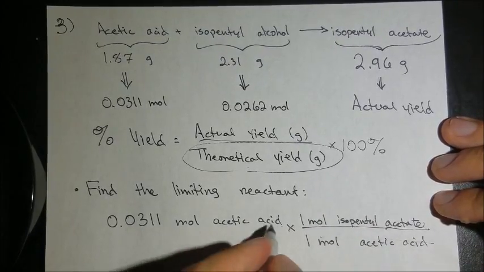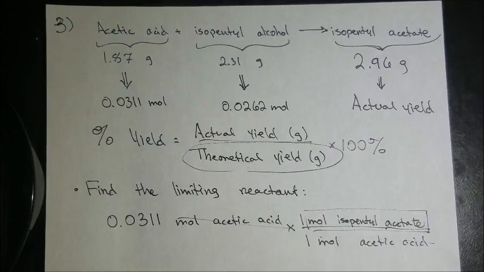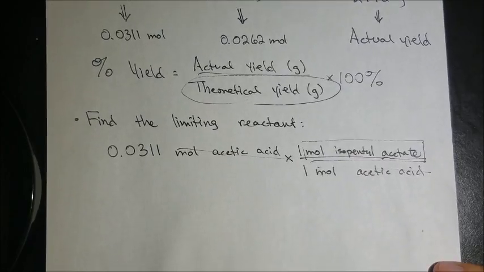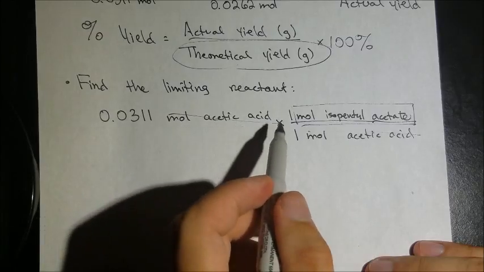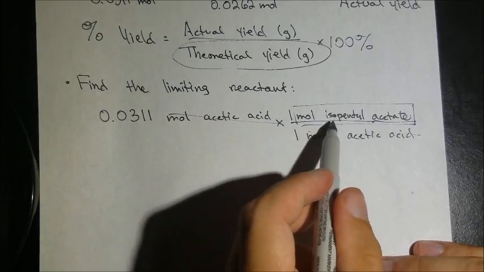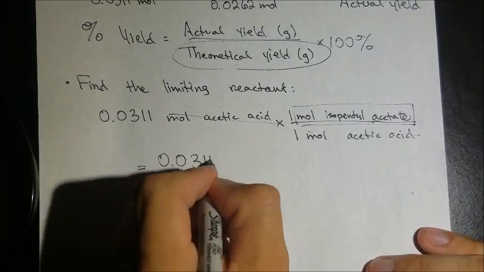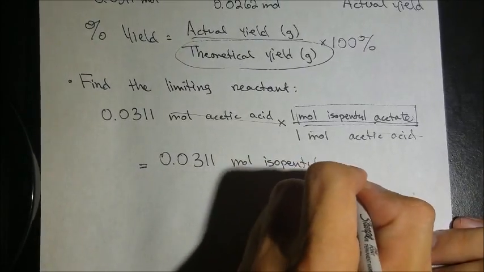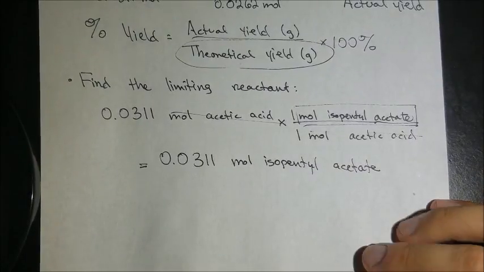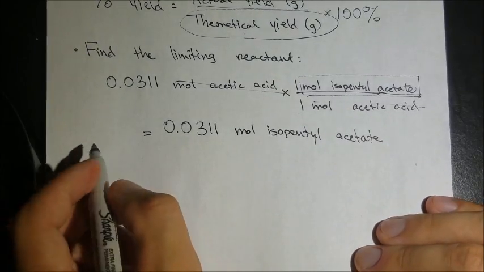So the moles of acetic acid are going to cancel, and we're going to be left in units of moles of isopentyl acetate. Of course, the reason I said everything would be really obvious is because everything's just a 1-to-1 mole ratio. So if we take 0.0311 moles of acetic acid and convert it with a 1-to-1 mole ratio into moles of isopentyl acetate, we're going to end up with 0.0311 moles of isopentyl acetate. Okay, so that was our acetic acid, and we can do the same thing for our isopentyl alcohol.